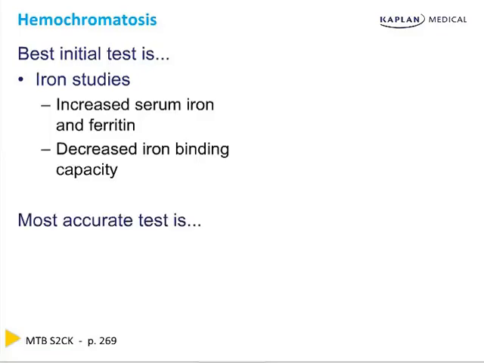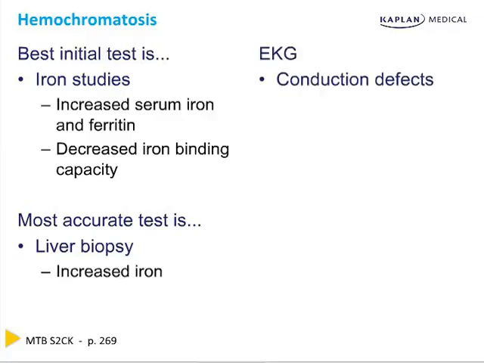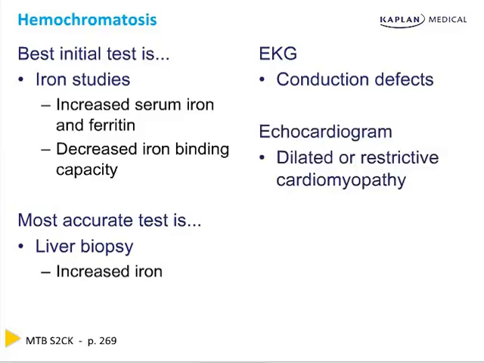The most accurate test is a liver biopsy. It will show increased iron. An EKG will show conduction defects. An echocardiogram will show dilated or restrictive cardiomyopathy. And the best therapy for patients with hemochromatosis is phlebotomy.